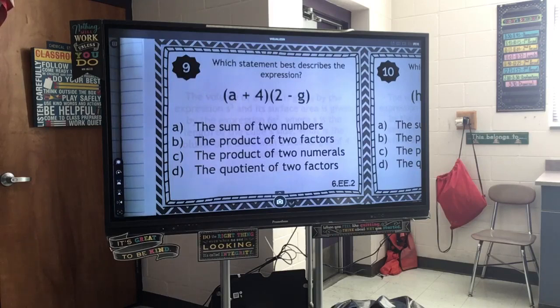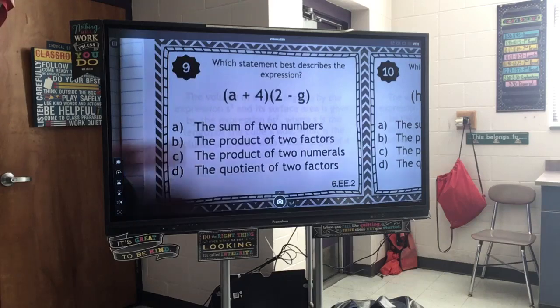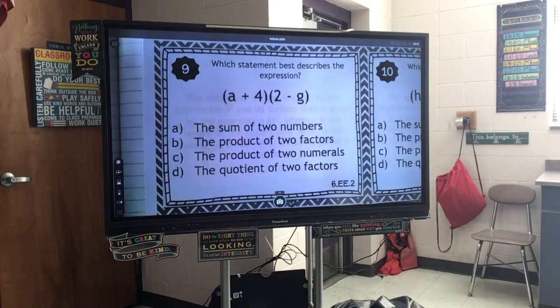Could it maybe be that one? Why could it be that one? Because when you solve the two problems, if there's a number next to a parenthesis, that means you have to multiply that number. Right, and essentially these two things are in parentheses, so we know we're going to be multiplying, but we're not sure yet because we haven't gone through all of our answer choices. C, the product of two numerals.